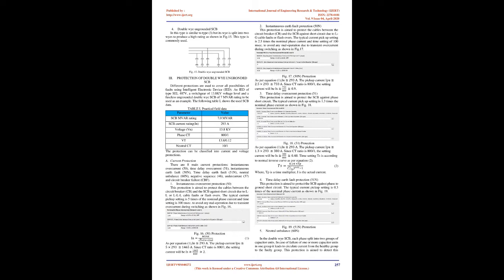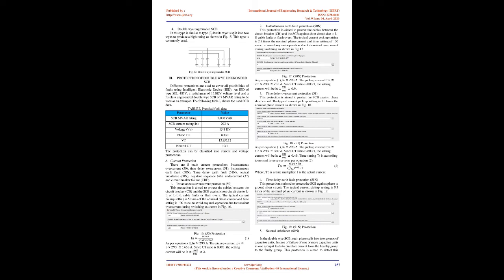Instantaneous overcurrent protection, 50. This protection is aimed to protect the cables between the circuit breaker, CB, and the SCB against short circuit due to LL or LLL cable faults or flashovers. The typical current pickup setting is 2.5 times the nominal phase current and time setting of 100 ms to avoid any maloperation due to transient overcurrent during switching, as shown in Fig. 17. As per equation 1 in 293A.